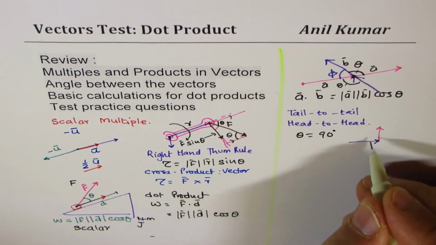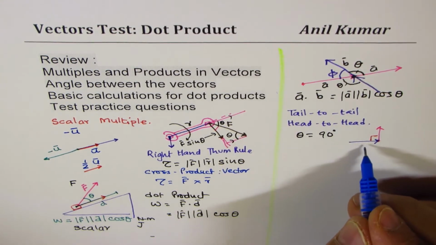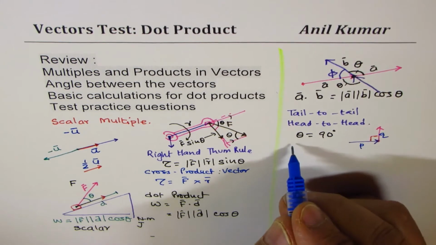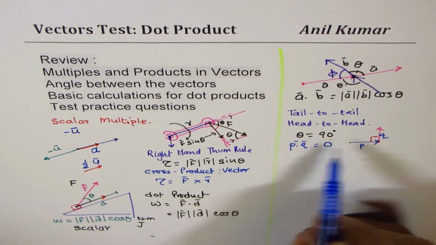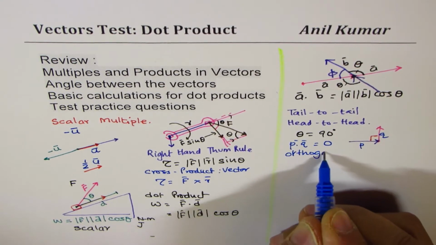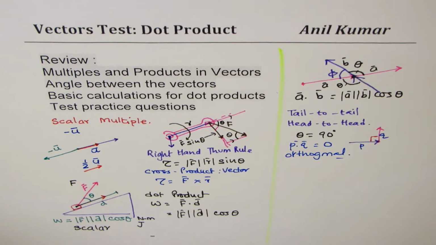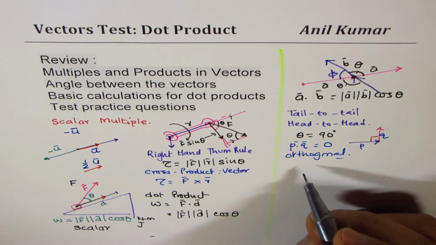So in this particular case, when theta is 90 degrees, and let's say the vectors are P and Q, then P dot Q will be equal to 0. So we say these vectors are orthogonal. Okay. Now, you could have vectors whose dot product is negative or positive.